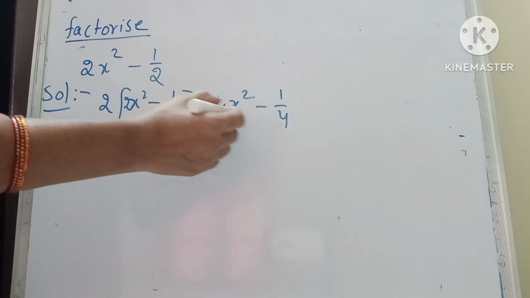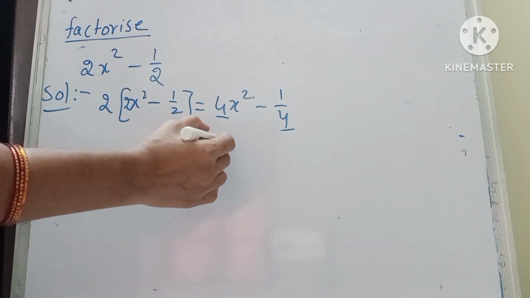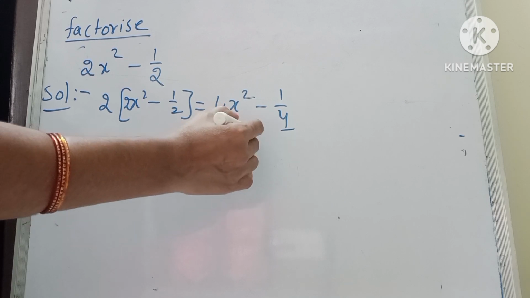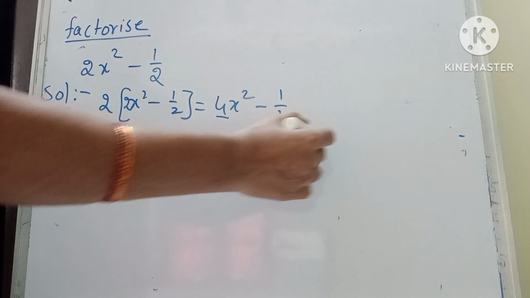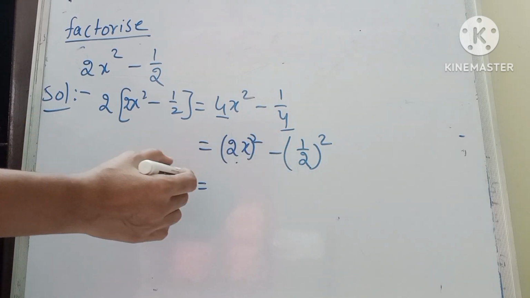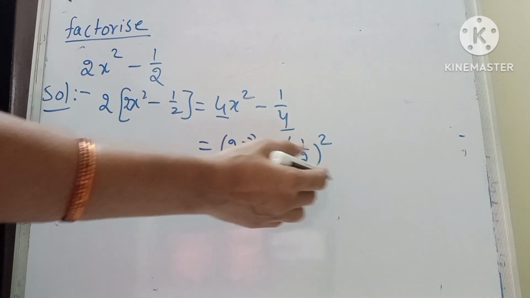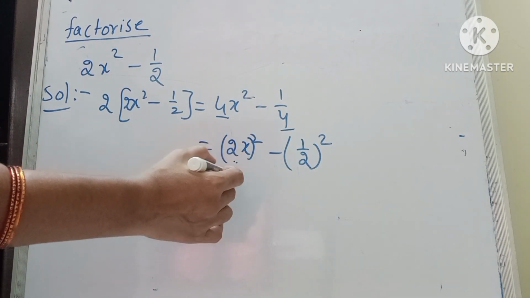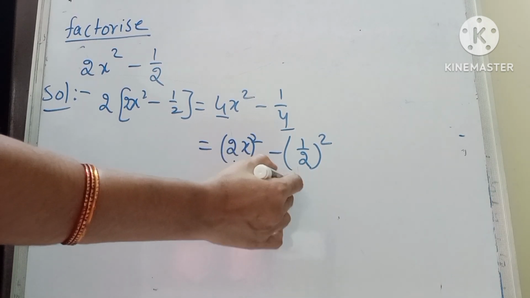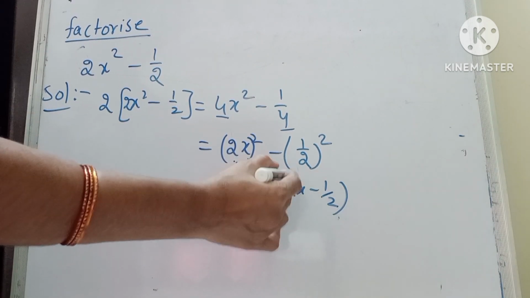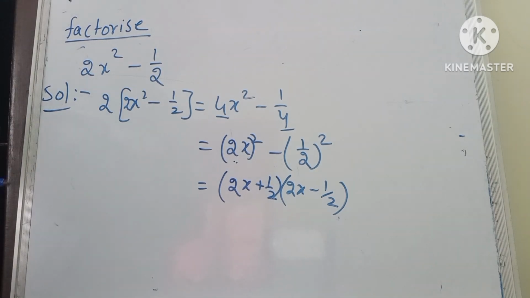So this is a perfect square number. This is also a perfect square number, which can be written as 2x whole square minus 1 by 2 whole square. Now this is in the form of a square minus b square. Then a plus b into a minus b formation. Then 2x plus 1 by 2 into 2x minus 1 by 2. These are the factors.